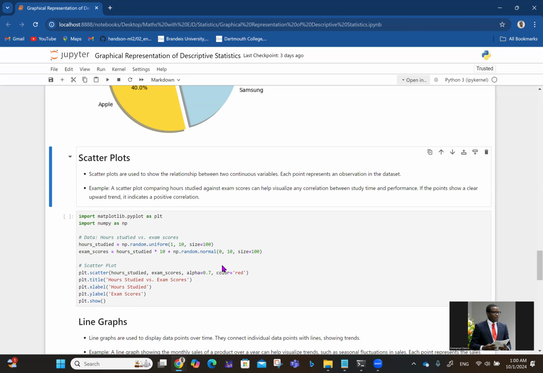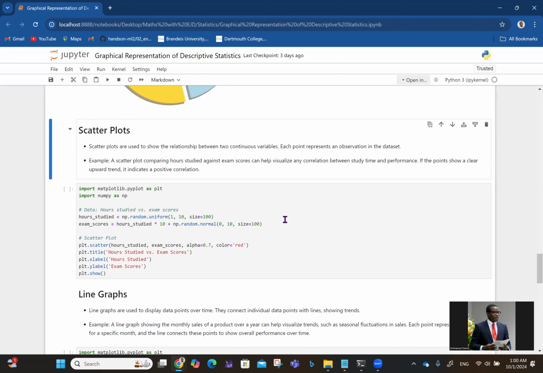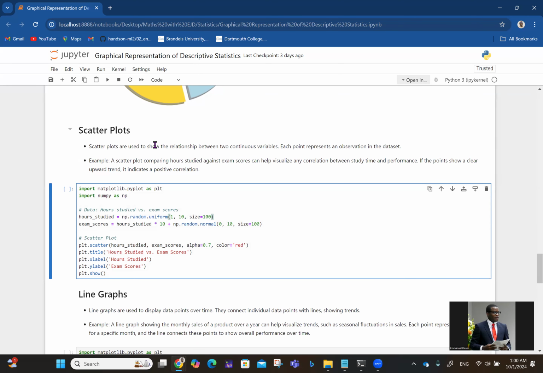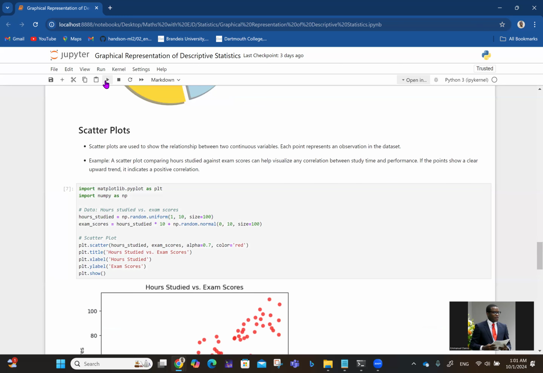But if it is decreasing, so you have a straight line or something like a shape that is decreasing from left to right, okay, you're going to see this kind of thing here. So again, the hours of study and the exam scores are going to be randomly generated.